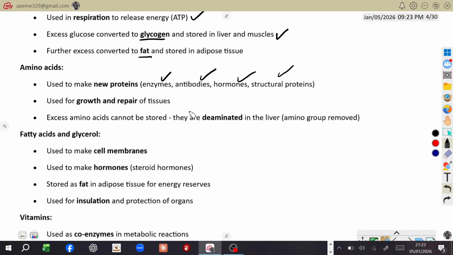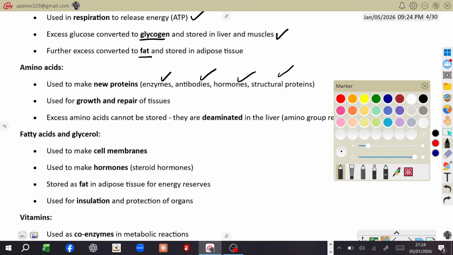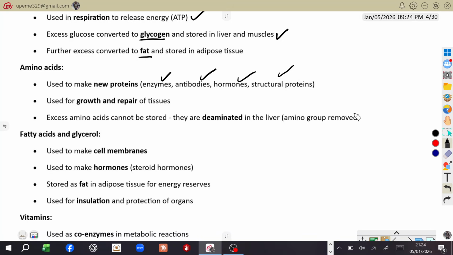So amino acids are used for growth and repair of tissues. If cells are broken, they have to be repaired. If you have a wound, it has to be repaired. Then excess amino acids cannot be stored. They are deaminated in the liver. This process involves the amino group being removed and converted into urea, which is less harmful to the body, and then excreted through the urinary system.